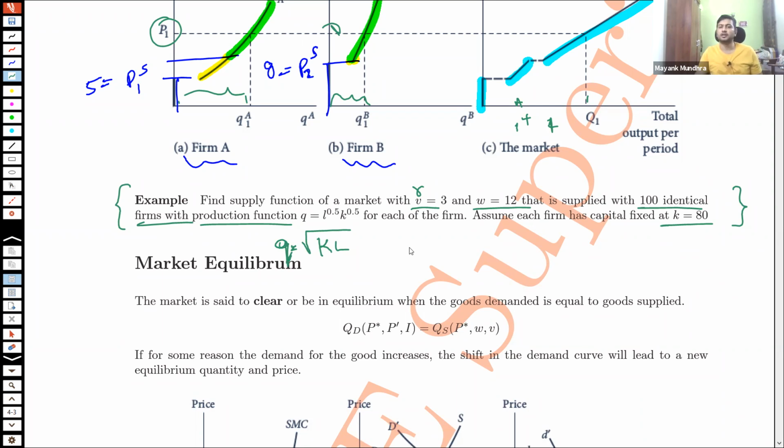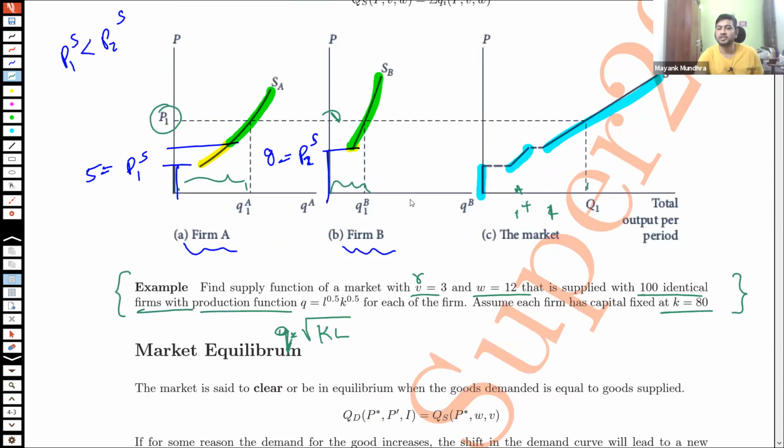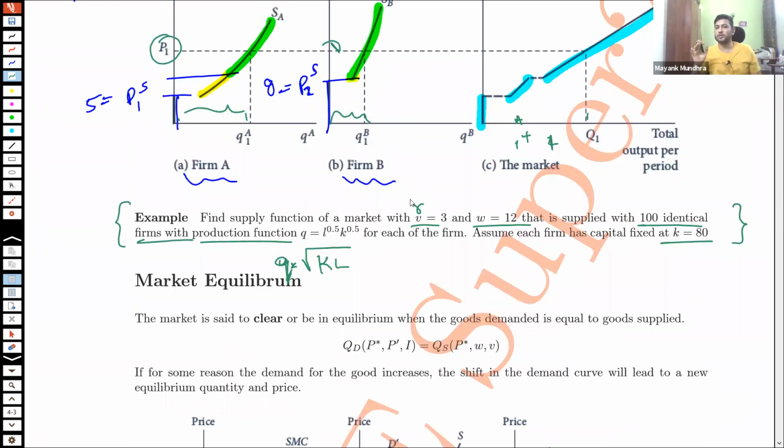Just find the short-run marginal cost function for one of the firms. That will give you price as a function of quantity, which can be inverted to get quantity as a function of price. So first find the short-run marginal cost function.